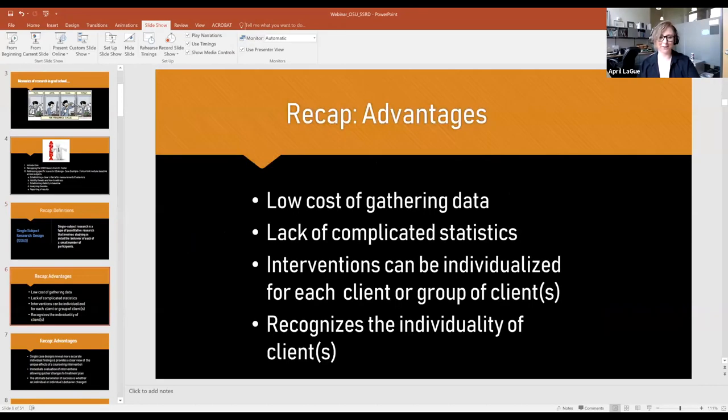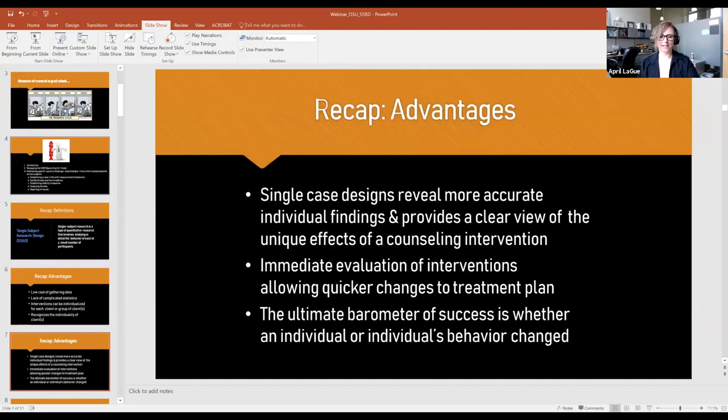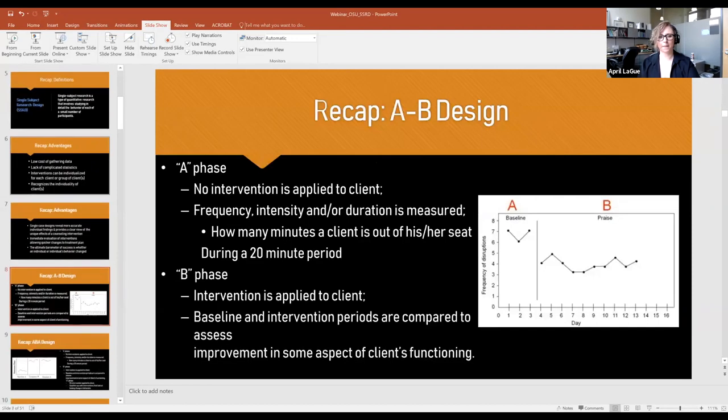So, recapping, I'll just slide through those and our advantages. And this is where we were at. Immediate evaluation of interventions allowing quicker changes to treatment plan. That's a really huge one in counseling, why single case designs are a positive thing in counseling. So we're going to run through some of these designs. We have our A-B design, which essentially is no intervention applied, which is the baseline. And then we have the intervention. This A-B phase, and that's it. There's the intervention, and then we're done.